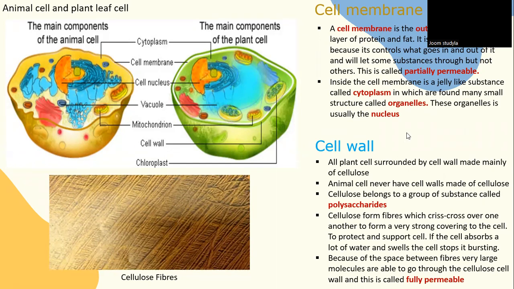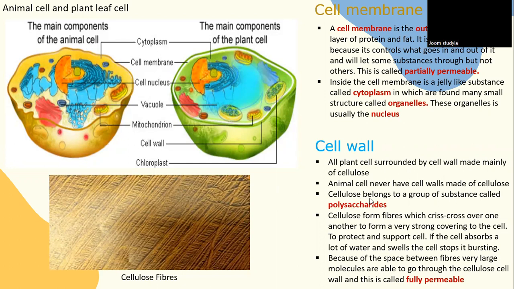Cell wall. From the diagram, we can see the plant has a cell wall. What about animals? Animals don't have a cell wall. A plant cell is surrounded by a cell wall made mainly of cellulose. Animal cells never have a cell wall made of cellulose.